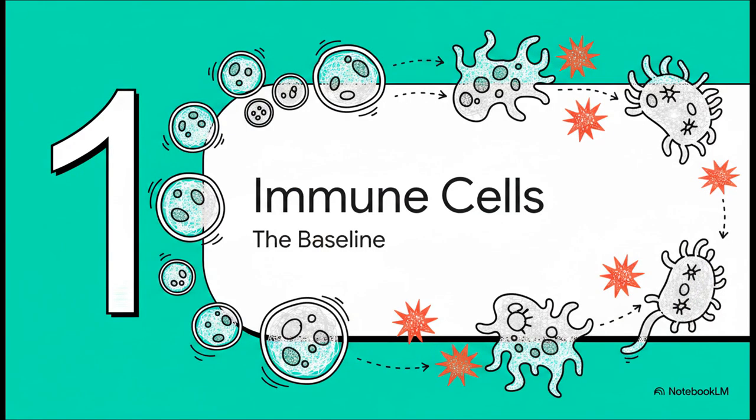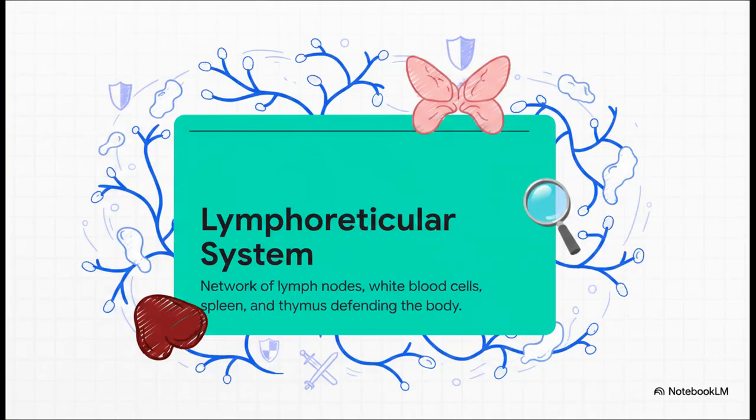Section 1. Normal and reactive immune cells. The baseline. Okay, so before we can really understand the pathology, things going wrong, we have to establish our baseline and observe how these cells actually behave when they're healthy.